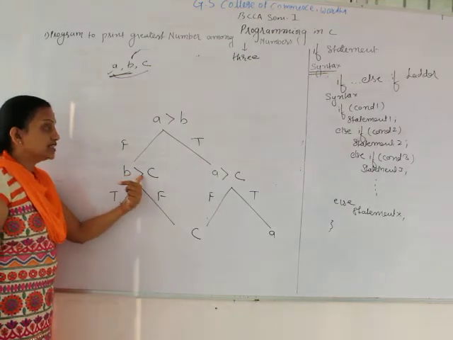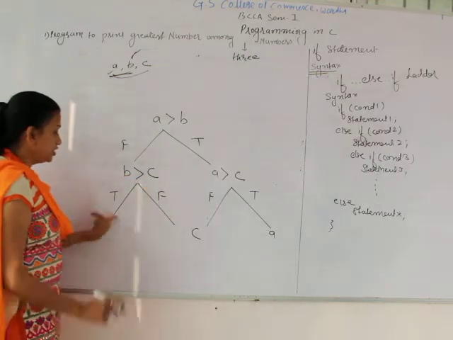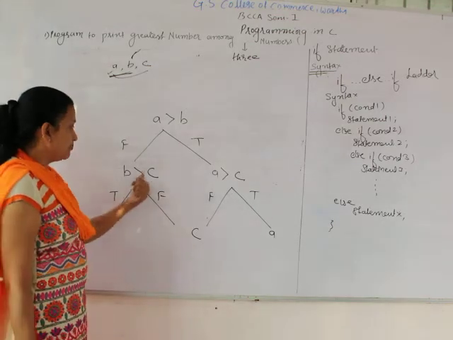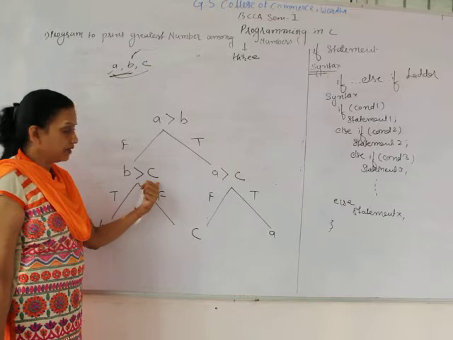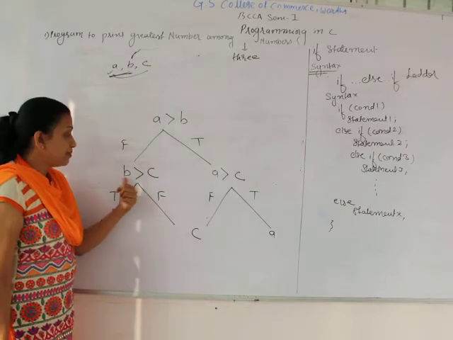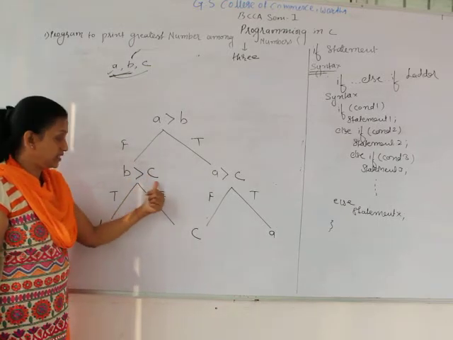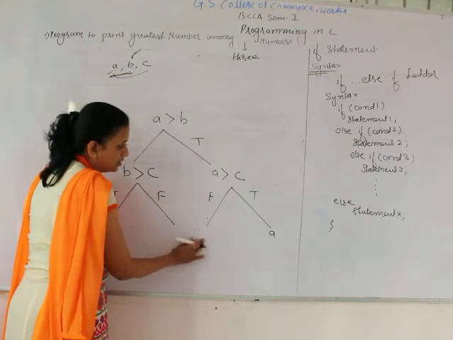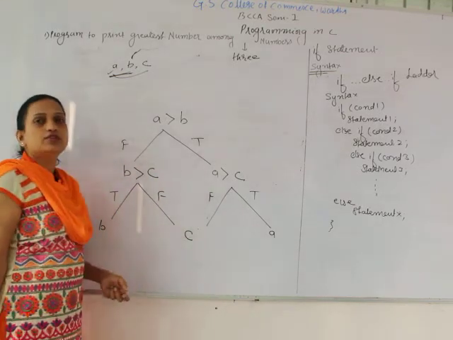If B is greater than C, if the condition is true, then who is greater? B is greater. Okay. Now C. If B is not greater than C, then who is greater? C. Obviously C is greater. So here we are getting output C.